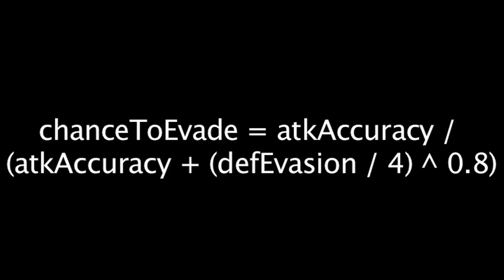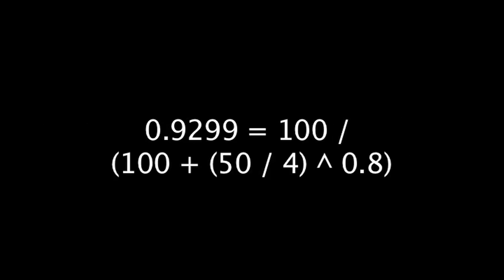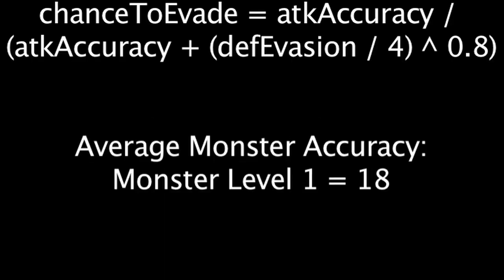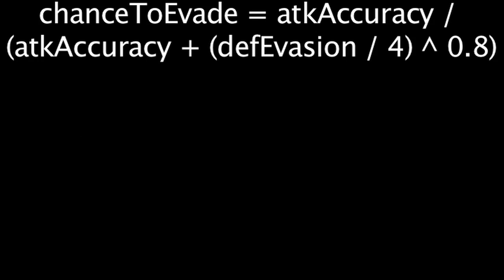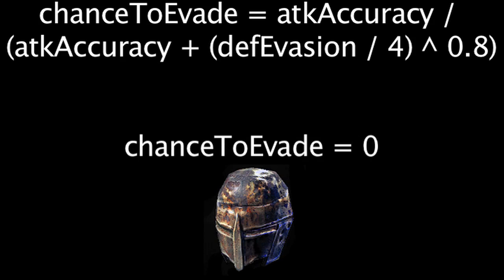Let's look at an example. If an attacker has 100 accuracy and the defender has 50 evasion, the defender's chance to evade will be equal to about 93%. The average monster accuracy ranges from 18 at monster level 1 to 584 at monster level 79. Keep in mind, one's chance to evade will never be less than 5% or greater than 95%, with only two exceptions: the Resolute Technique passive, and the Ezomyte Peak unique item.